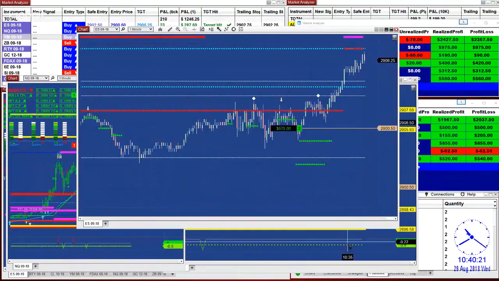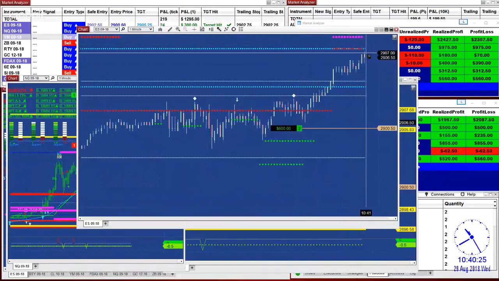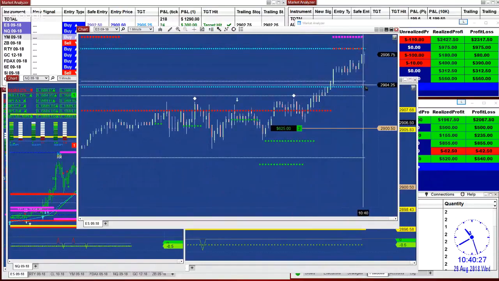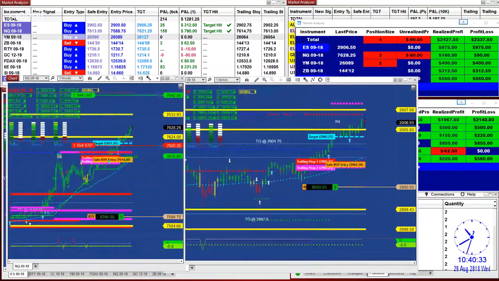907. This is where we called it short. Your target is around 904. That will give you $150. After $150, close it. Don't look at the number. $150, close it.